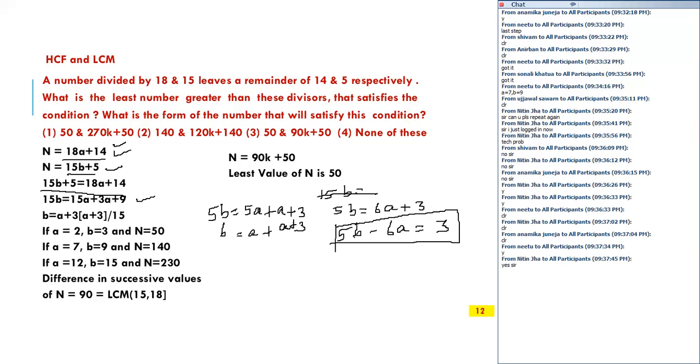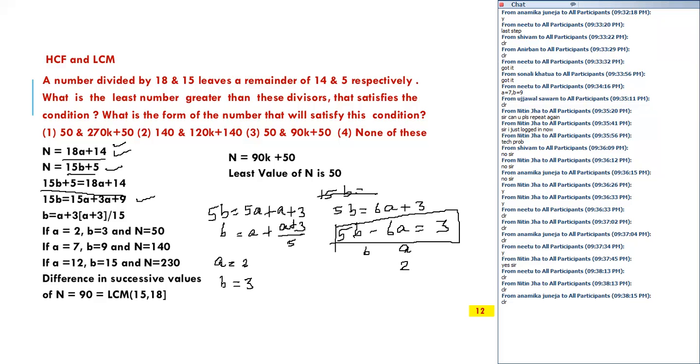If a is 2, what's the value of b? 3. Are we clear? If a is 2, b is 3. Substituting, we get 50 as the number. Minimum number is 50, or not? How do we find the next value of a?